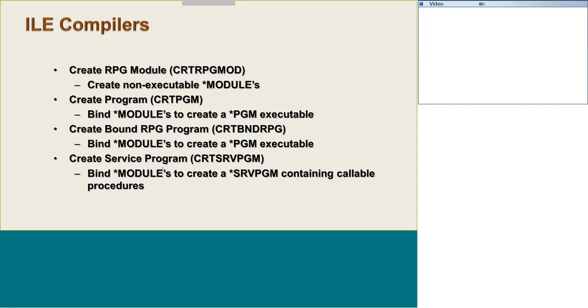And then the last one is the create service program. A service program, *SRVPGM, is not executable, but the procedures within it, i.e. the procedures that are within the modules that have been bound together to create a service program, can be individually callable. So a service program is actually a library of callable procedures. And those are the four compilers that are used within the ILE environment.